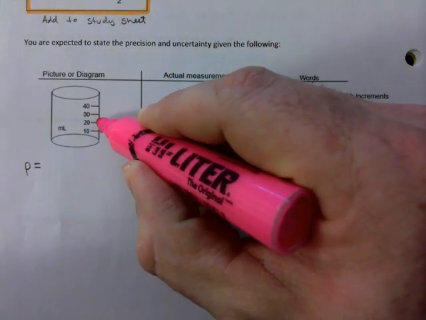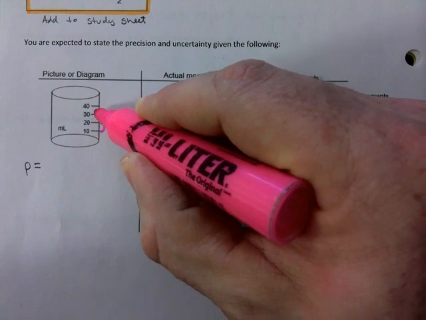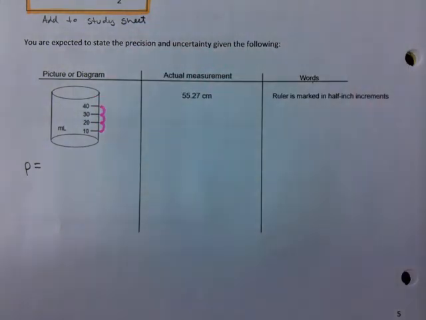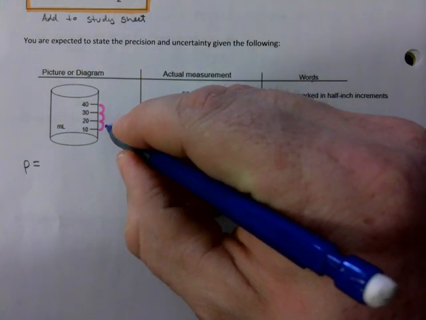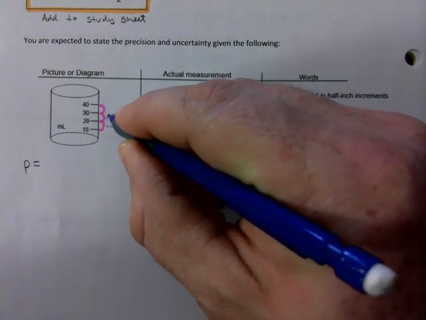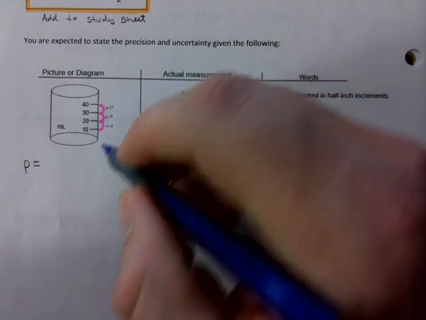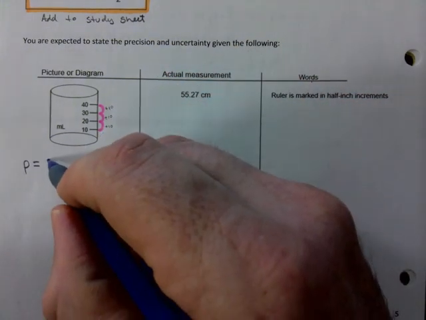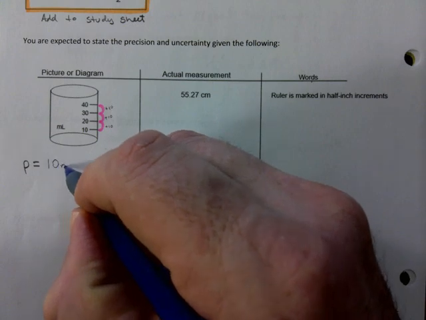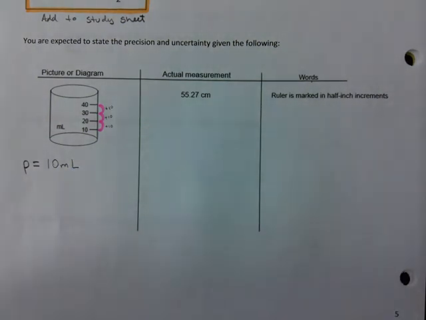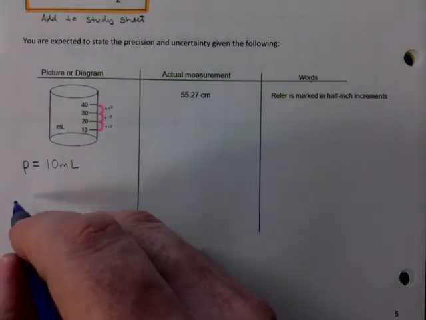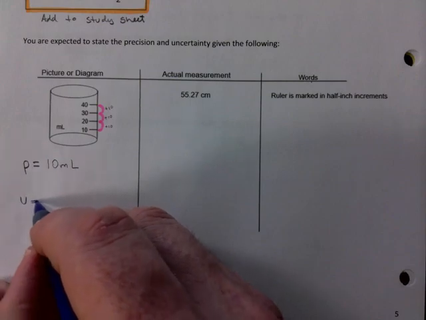What is the smallest amount this is going up by from marking to marking? What does it go up by every single time? Plus 10, plus 10, plus 10. So it goes up by 10 every time. So the precision in this case is 10 milliliters. Okay, you're done. That's the precision. You get a mark for that, by the way, guys. 1 mark. What's the uncertainty?